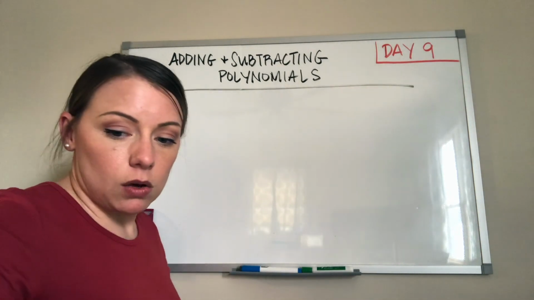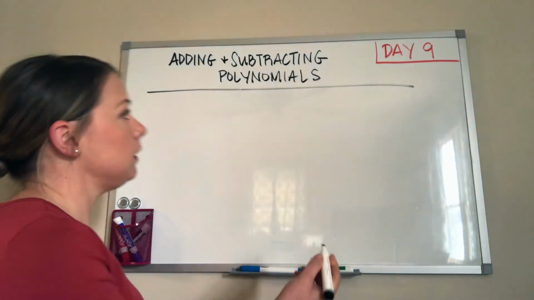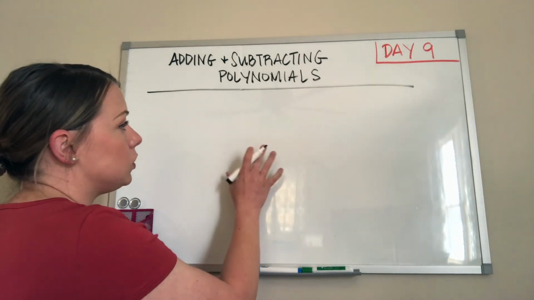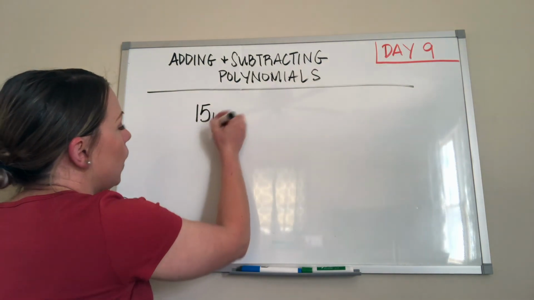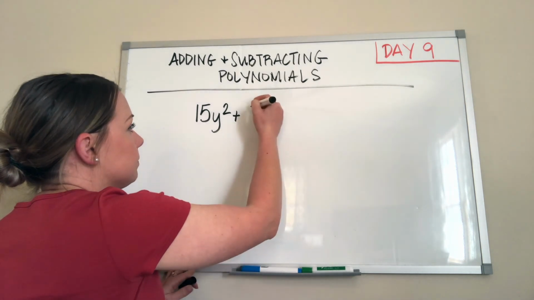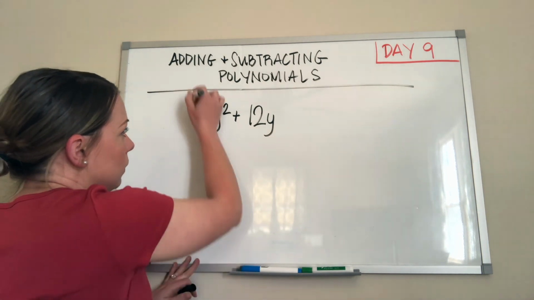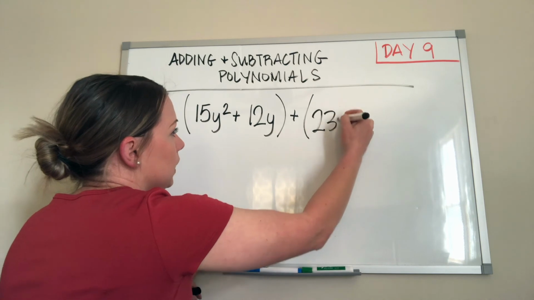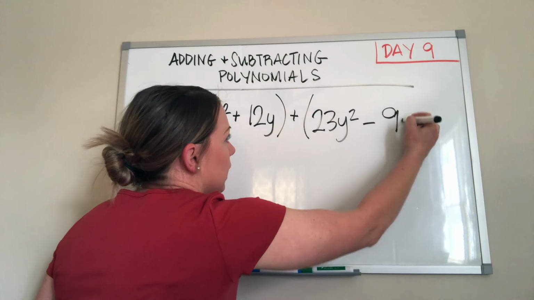All right, so give me 1 second if you would. All right, so let's say I had the two polynomials: 15y squared plus 12y is the first polynomial, and I want to add it to 23y squared minus 9y.